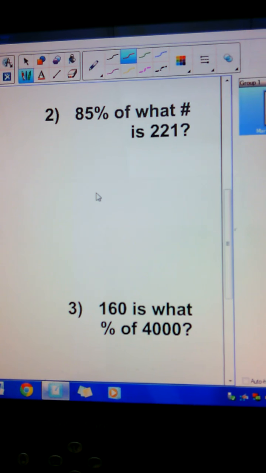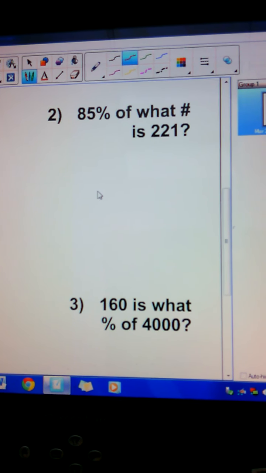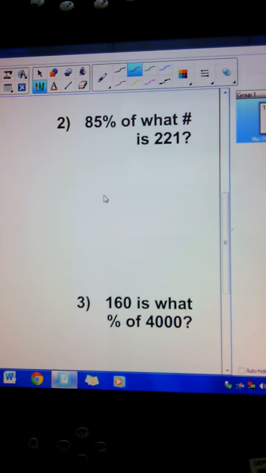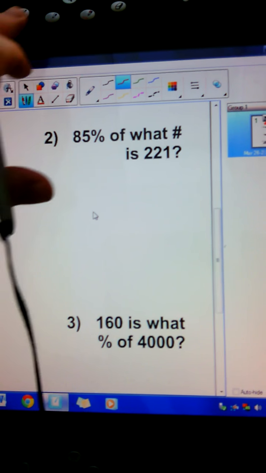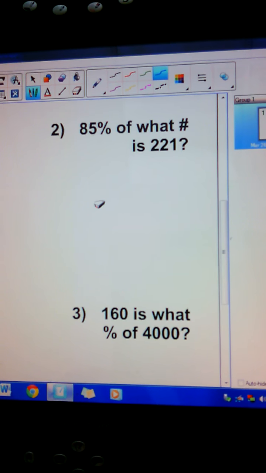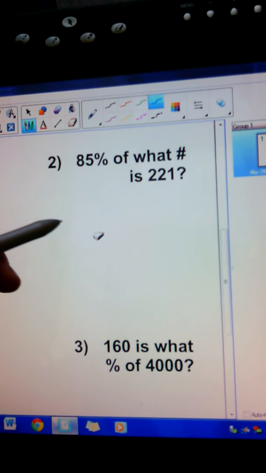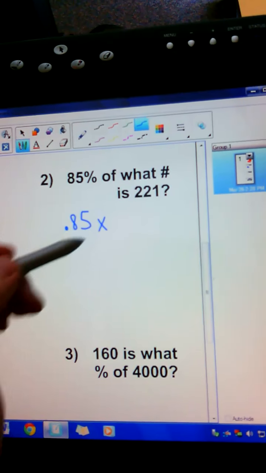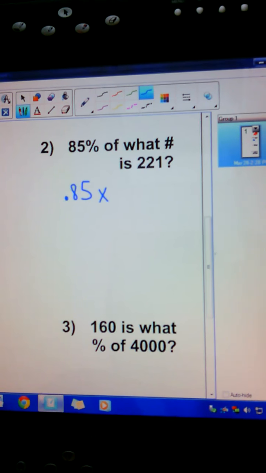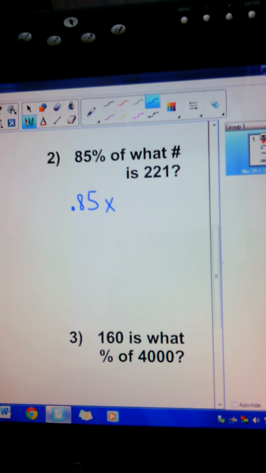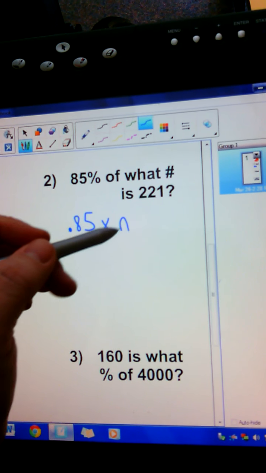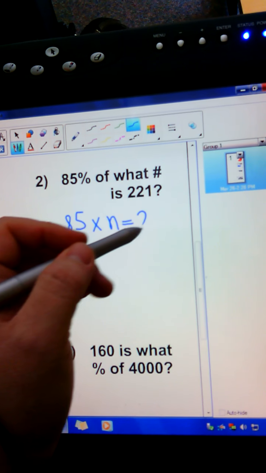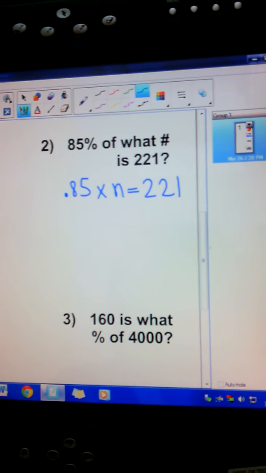Number 2, 85% of what number is 221? So again, let's translate this into an algebraic equation. Again, convert 85% to 0.85. Of is your times symbol. What is what we are looking for? Replace that with any variable. Is your equal sign. And bring down the 221.